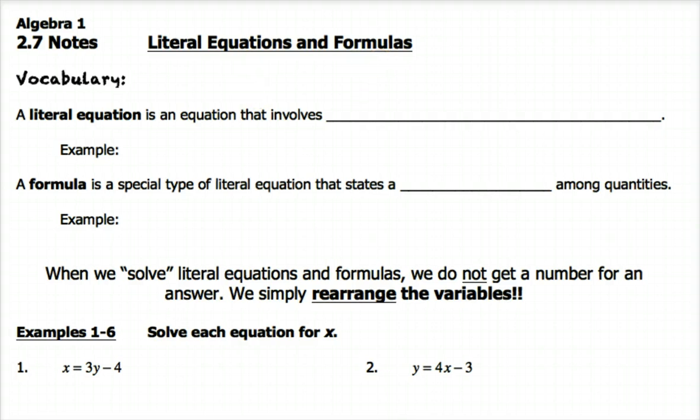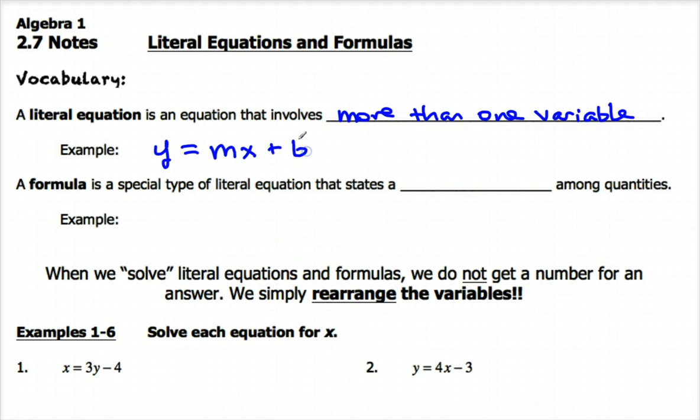And just to define both of those things, a literal equation is an equation that involves more than one variable. So all of these equations that we've seen so far have only had either an x in them or a y in them. A literal equation is an equation that has two or more variables, and sometimes it's going to have all variables and no numbers. An example might be the equation y equals mx plus b. As you can see, it has four variables and no numbers whatsoever.